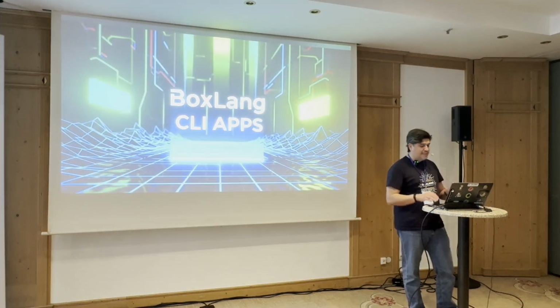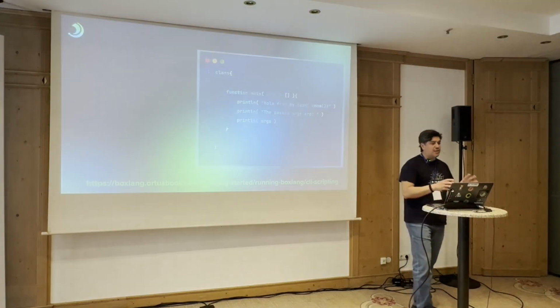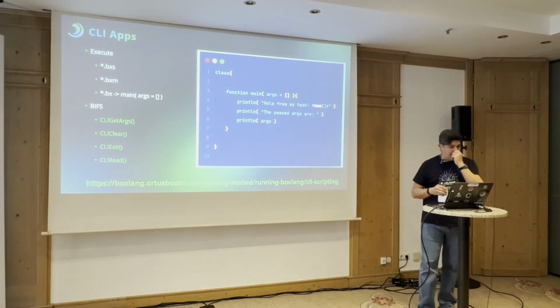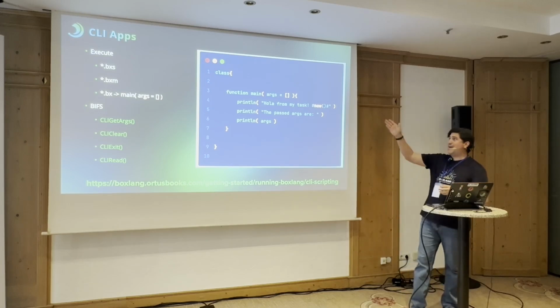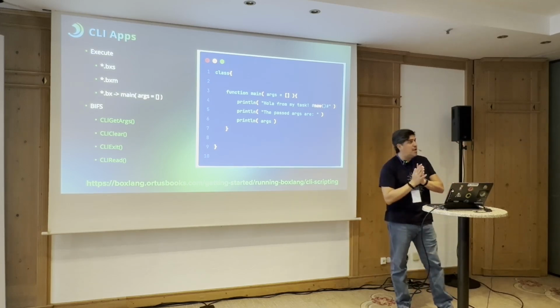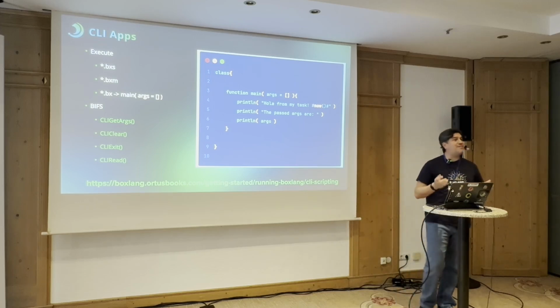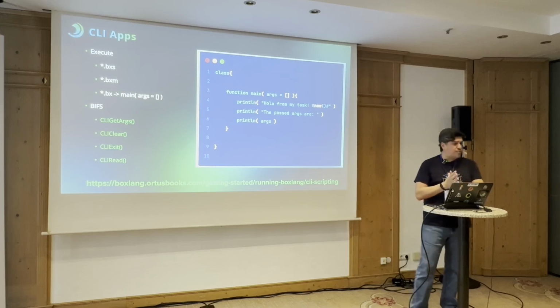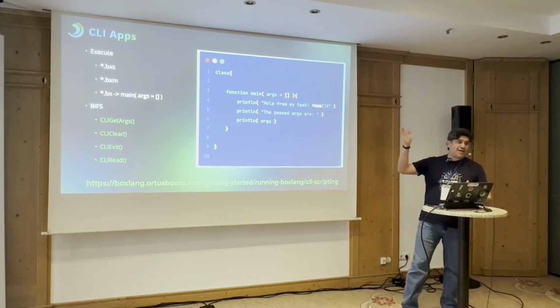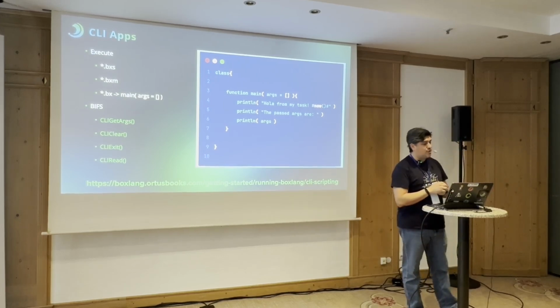All right, that was from the CLI. So how do we start building a little bit of the CLI apps, right? We saw in the demo this morning that every class can have a main function, and that main function is executable by convention, okay? So we can execute that for you. You can also execute BXS files and BXM files on the CLI as well.